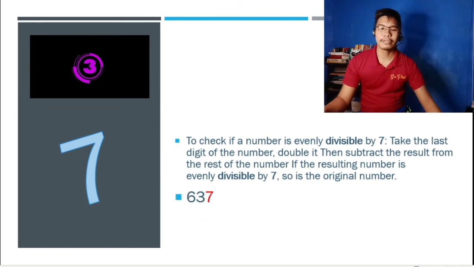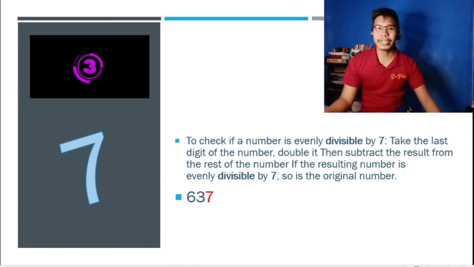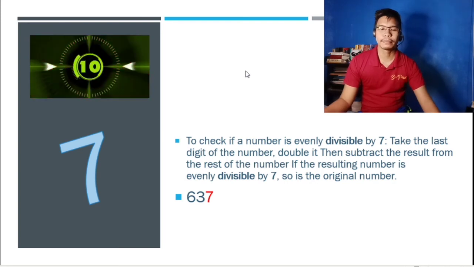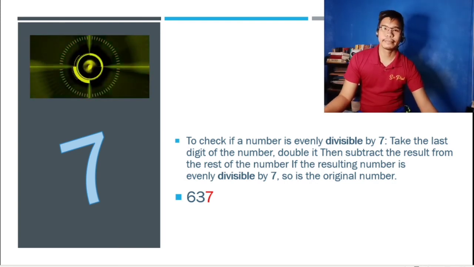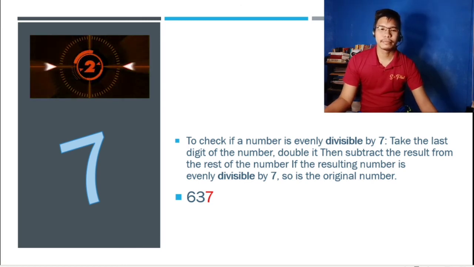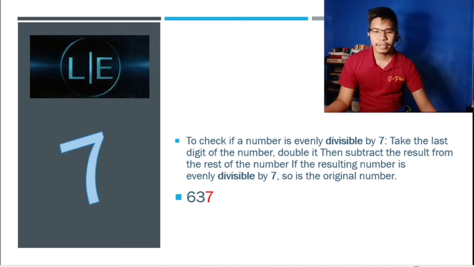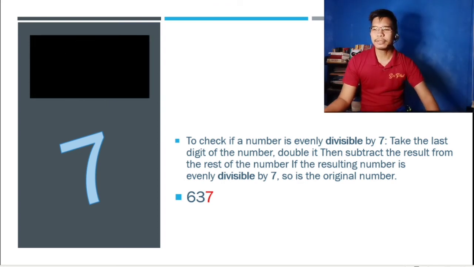We're given 637. I'll give you again 10 seconds to determine if 637 is divisible by 7. And your time starts now. 10, 9, 8, 7, 6, 5, 4, 3, 2, 1, 0. Thank you. So let us check now if 637 is divisible by 7.